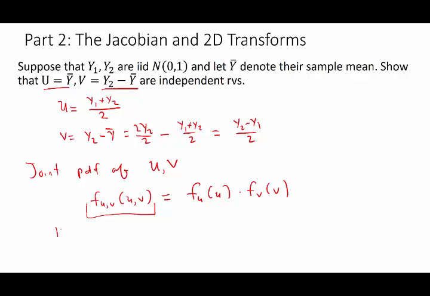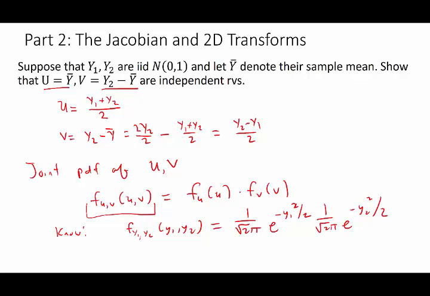Because I know that the PDF for y1 and y2, since they're standard normals and independent, is just going to be the product of their individual PDFs. Writing them out in excruciating detail just so you get used to writing those one more time.